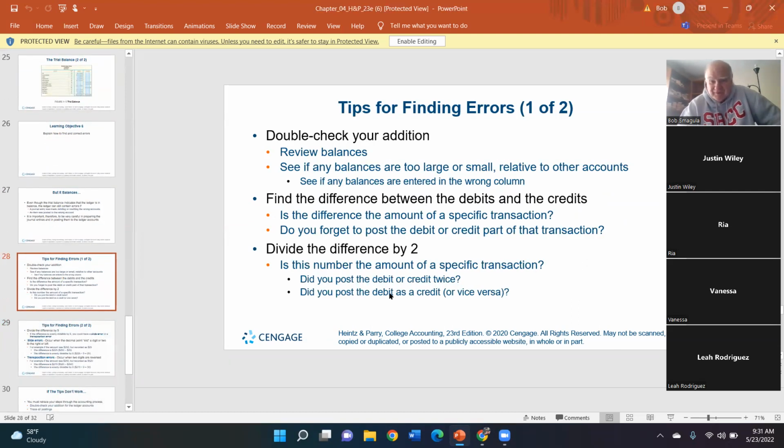Again, I'm not going over these tips for finding entries. I mean, some of it's common sense: double check your addition, review balances, check and see if balances are too large or small relative to other accounts, some relationship there.